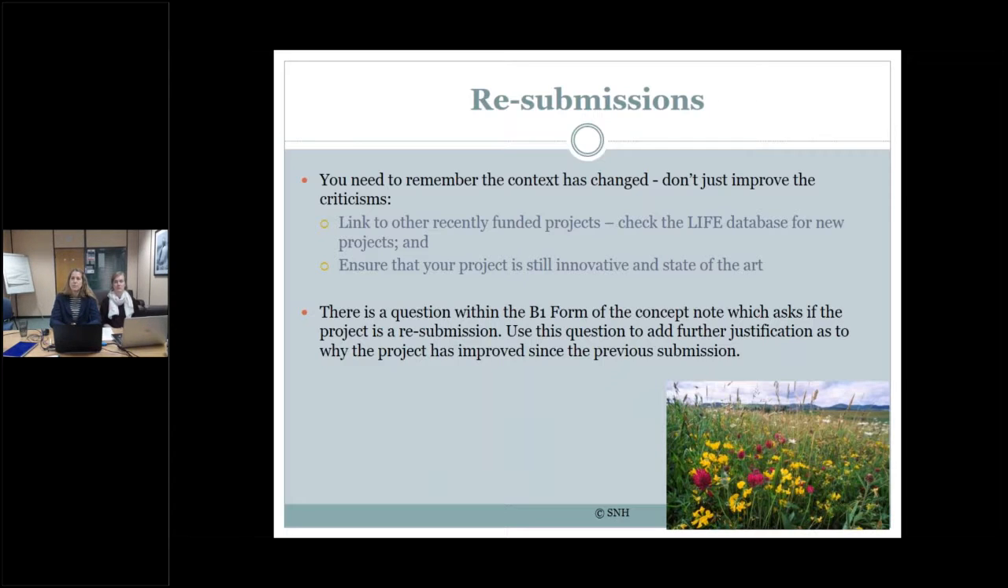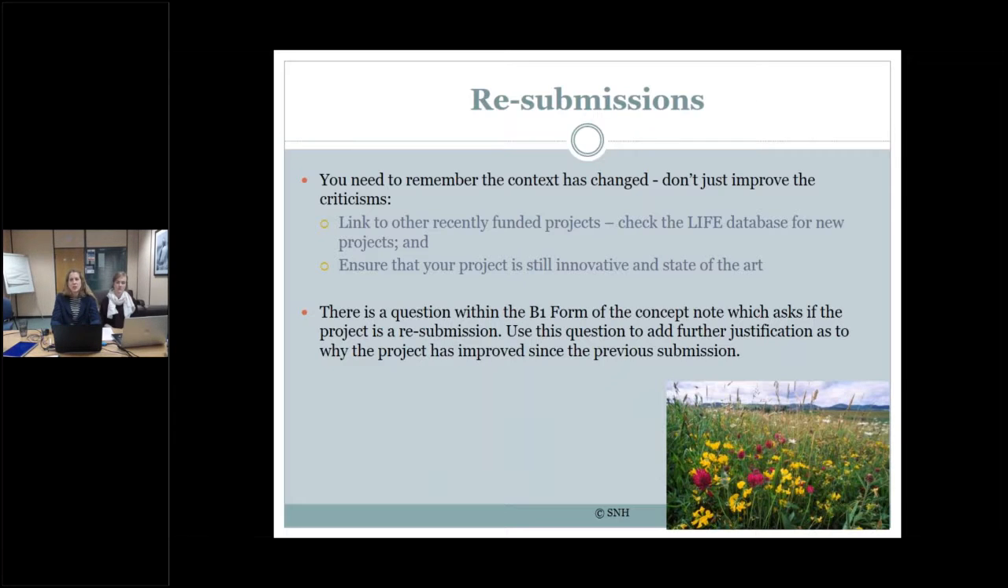In regard to the call context and what's new and different in the 2019 call, I hope this webinar has alerted you to some of the key differences between the years. In addition to this, new projects will have been funded since the last call. So we recommend that you look at the EU LIFE project database to make sure that you're not submitting a similar or the same project which has already been funded elsewhere.